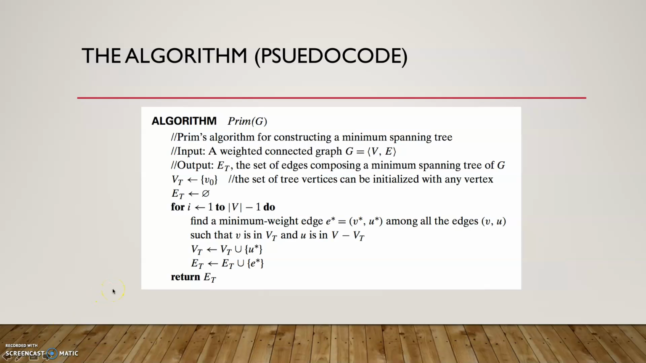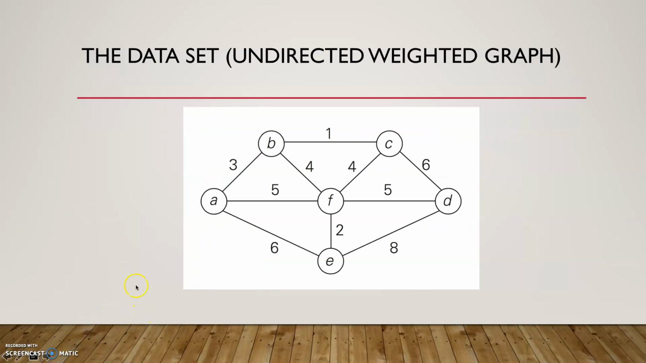So the text provides pseudocode as well as a data set for this algorithm, and I'll be using the pseudocode and the data set provided, give a brief walkthrough of the code, and explain how this algorithm actually works.